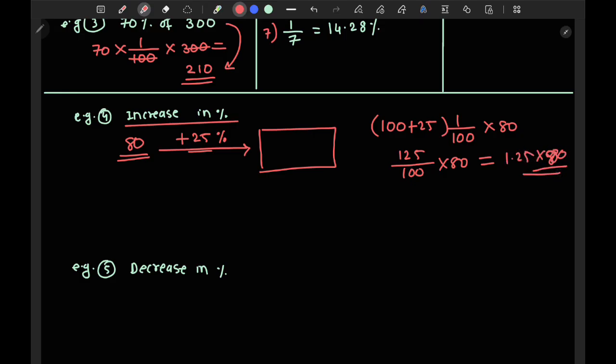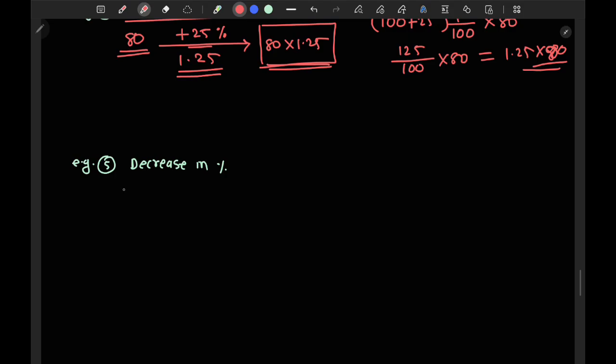I can write, right? So for such problems, if it is saying 25 percentage increase, just write 1.25. That means the final answer will be 80 into 1.25. So if the price of an item is increased by 25 percentage, then the new price will be this.